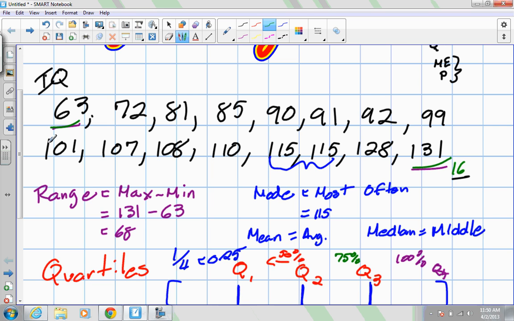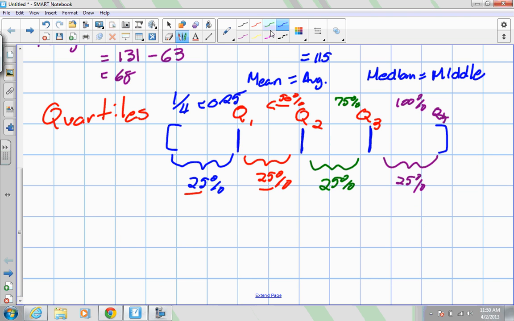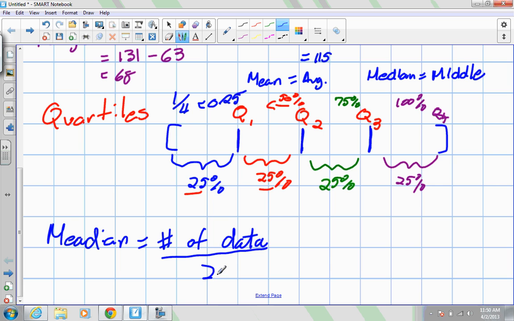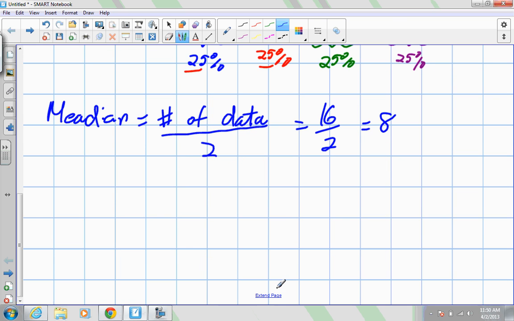Okay? So median, we can say take the number of data and divide it by 2. In this case, there were 16. So we divide it by 2, what do we get? 8. So what that means is there's going to be 8 values to the left of our median and 8 values to the right. Now, side note, I'm just going to throw this in. Let's call this example 2 here. Let's say we had 17 pieces of data. We divided it by 2. What value would we get?